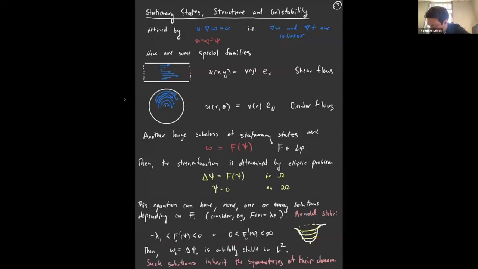And the dynamical point about these is that any such state is actually orbitally stable in L2 of vorticity. So if you desire to stay in some given L2 neighborhood of the initial point, you can always find a ball for which any perturbation meets that desire. And so they are certainly relevant to the long time behavior. One interesting point about them is that they always inherit the symmetries of the background domains. So on the disk, these are all circular flows, and on the channel, they're all shears.